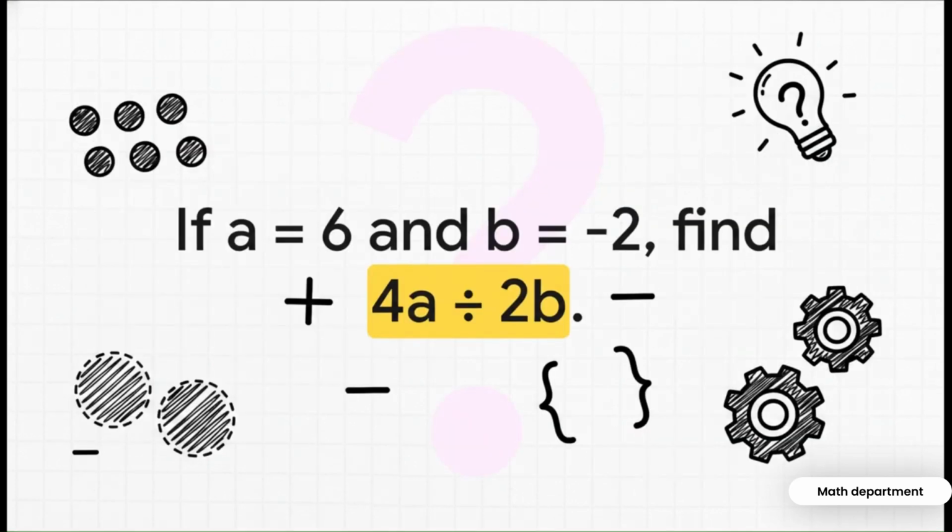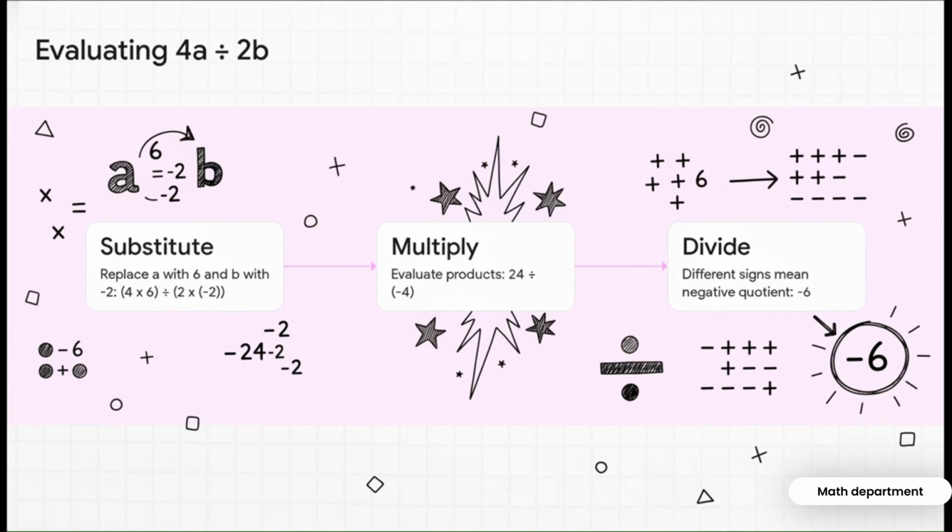Let's test your ability to put everything we've learned so far together. If a equals 6 and b equals negative 2, find the value of the expression 4a divided by 2b. Quick tip, remember to use parentheses when you substitute those numbers in. Pause the explainer and give it a shot. Let's walk through the solution steps together.